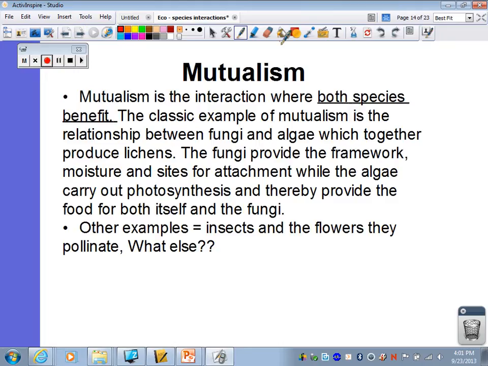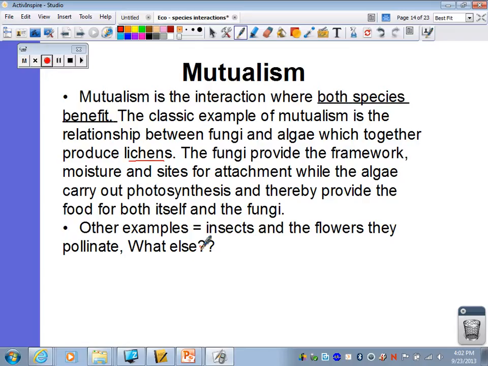So we'll start with mutualism, and mutualism is one where both species benefit. I always tell my biology students, just think they mutually love each other, they mutually respect each other, because everybody wins in this situation. They both help each other out, and so everybody benefits. Really good example of this, and we'll look at lichens here in a second. Lichens are a really good example of that.